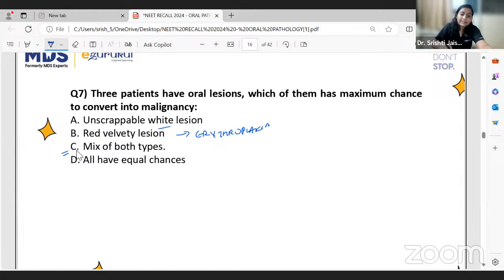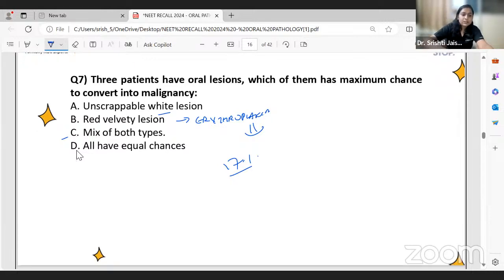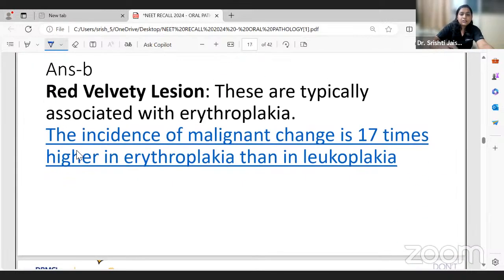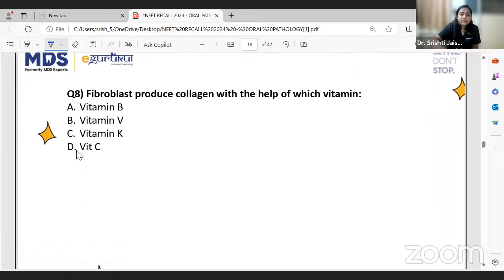So we know that erythroplakia has 17%, just erythroplakia. In your Shafer's, it is clearly written that erythroplakia has a higher chance to convert into malignancy than any other lesions. Okay, so the answer here goes to the red velvety lesion. So these are typically associated with erythroplakia, which I have already discussed. The incidence of malignant change is 17 times higher in erythroplakia than in leukoplakia.